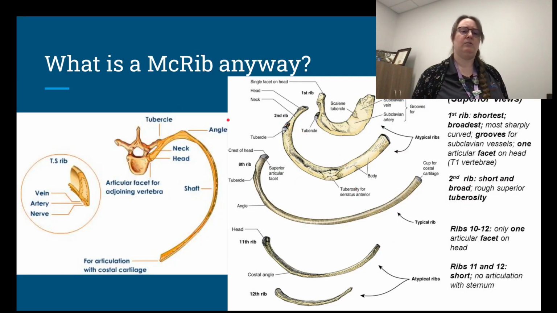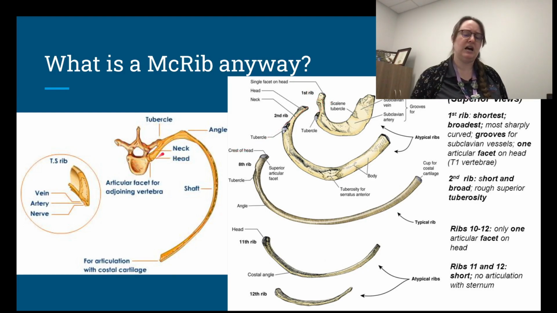All right, so that's one way: the true ribs, the false ribs, and the floating ribs. There's another way to do it, and that is by how they look. There are atypical ribs and typical ribs. The atypical ribs are basically just a couple, and I'd like you to know the difference. If I throw a rib at you, like this is the first rib, notice how much thicker it is. It's an atypical rib. It's the shortest and the broadest. It's the most sharply curved. It has grooves for the vessels and one articulated area.